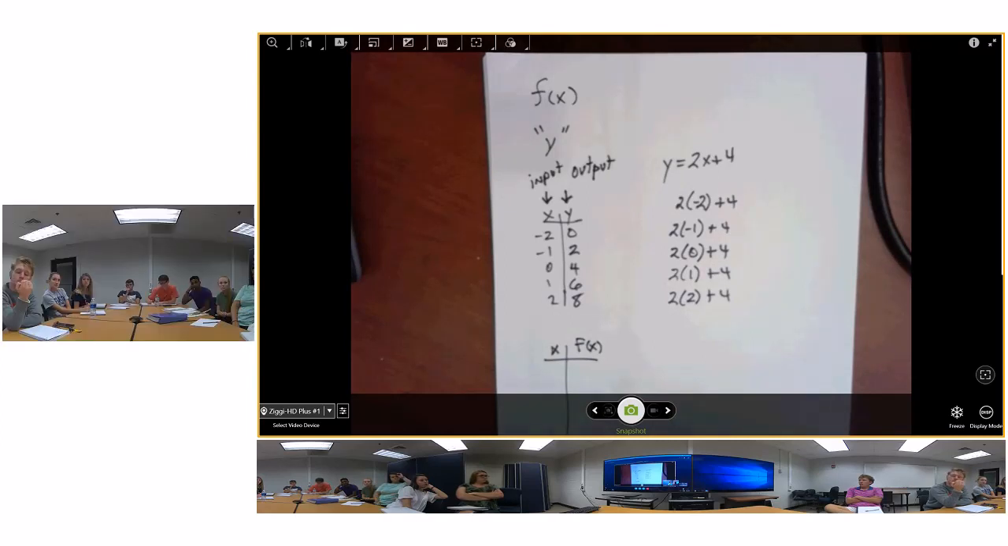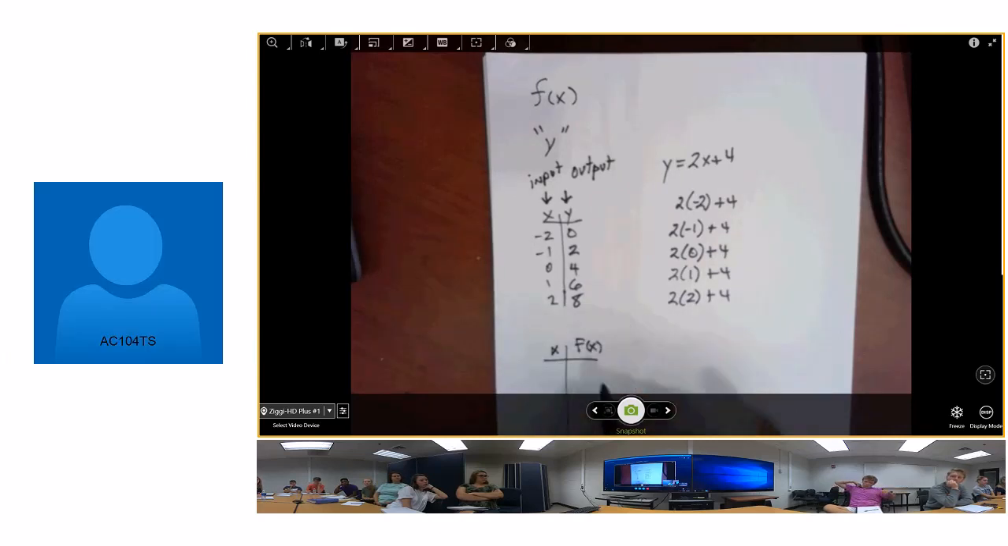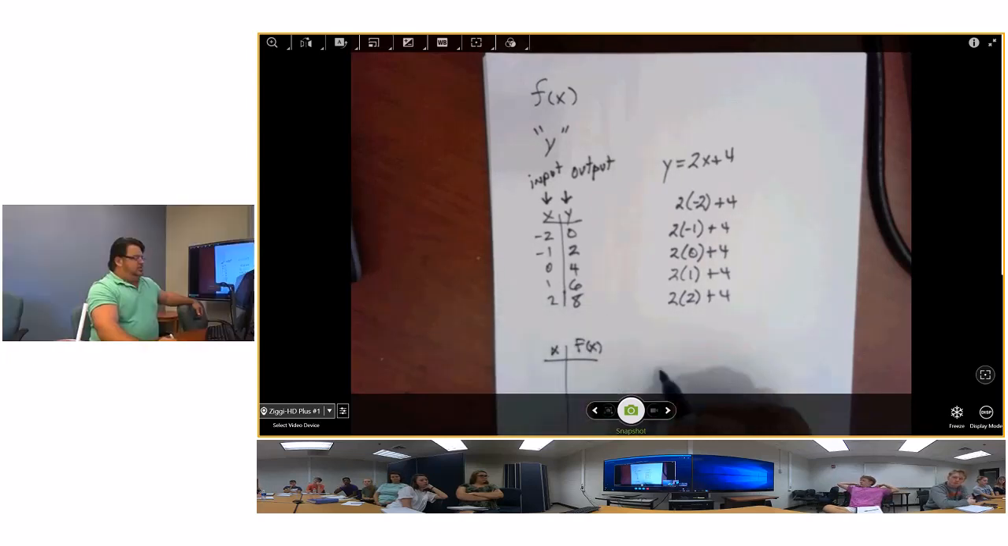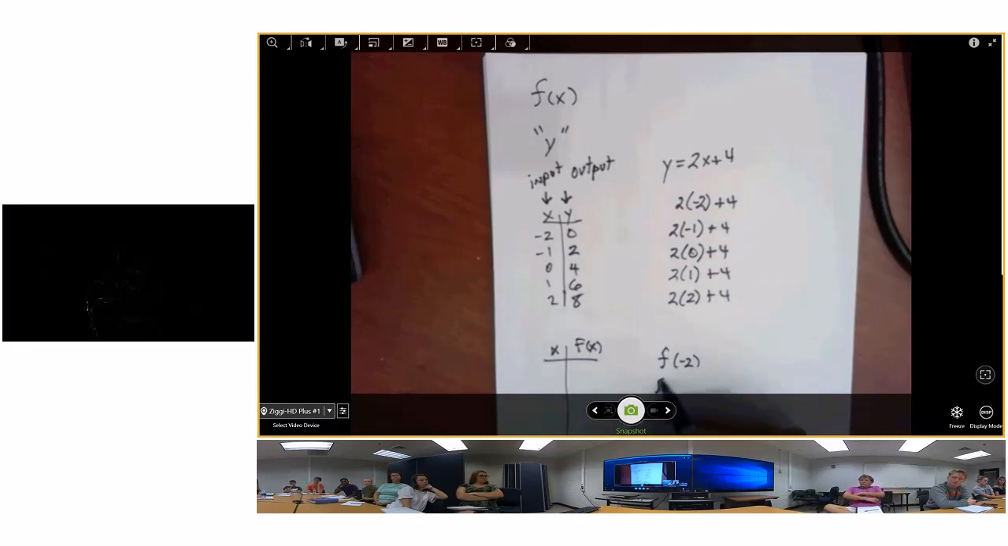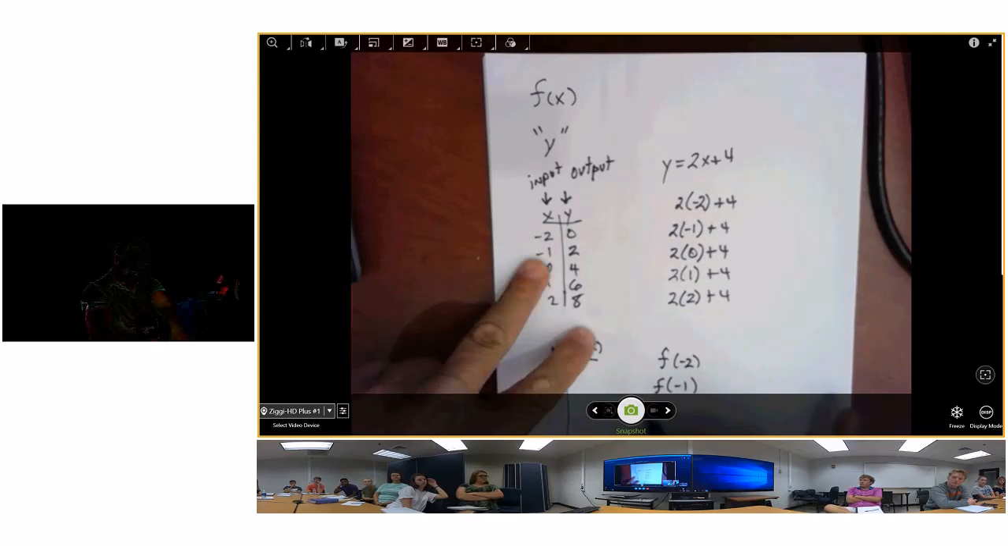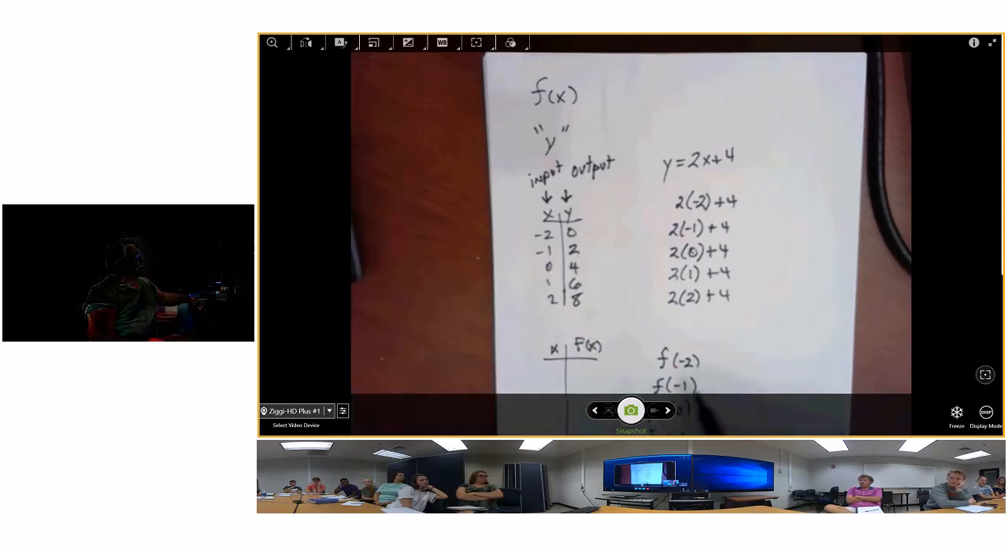But when you plug in X, when you hold your pinky up, you've got to remember it's written like this. F of -2, F of -1, oh, I forgot my pinky, F of 0, F of 1, and F of 2. So whatever's in those parentheses, you plug in, right?